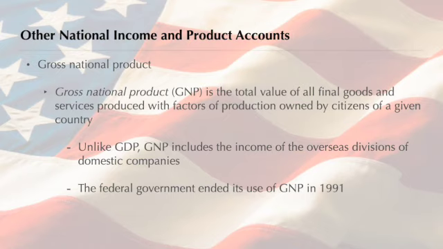Until December of 1991, the Commerce Department used a NIPA called Gross National Product, or GNP, to measure the U.S. economy. GNP measures the total dollar value of all final output produced with factors of production owned by residents of a country during 1 year.